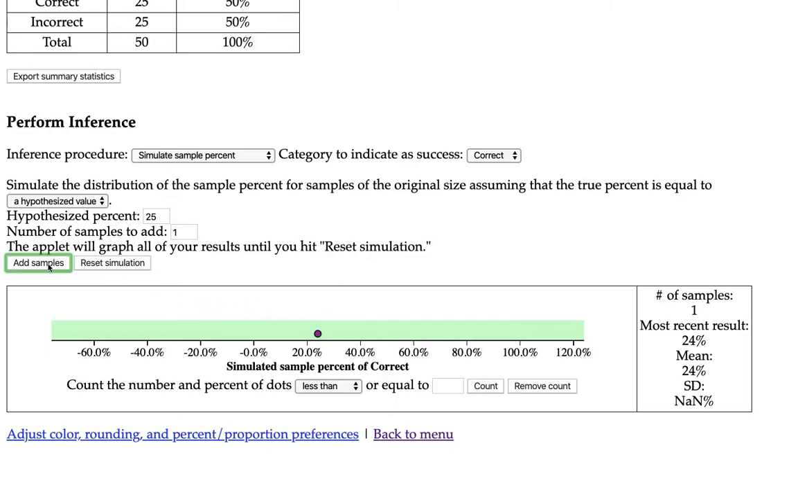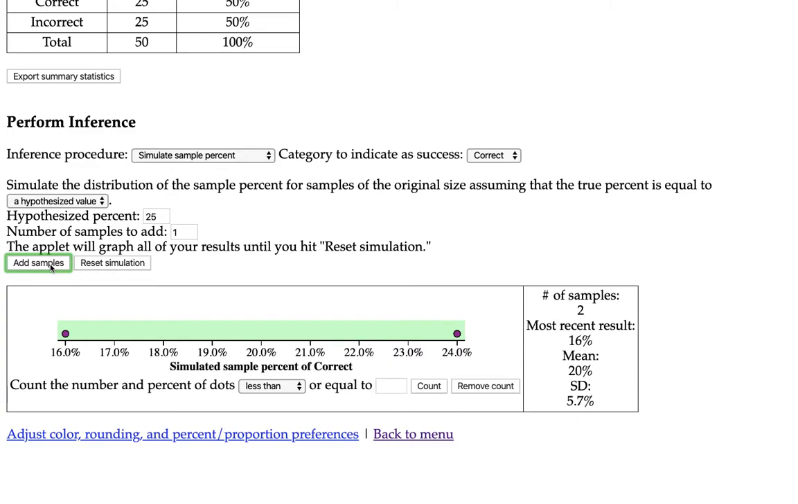So now he takes another test. Okay, this time he did a little bit worse. He got a 16%. So he was a little less than what we expect at 25. That's his second test. His third test, he got a little better than what we expect, which was 25%. So he got a 30% this time.